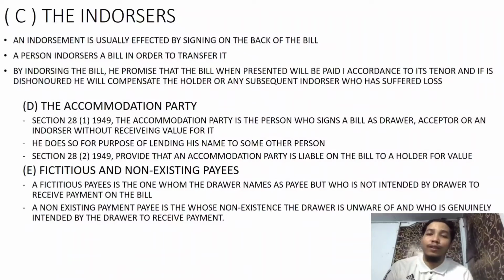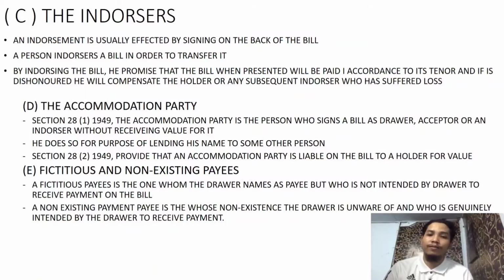In section 28, subsection 1, Bill of Exchange Act 1949, the accommodation party is the person who signs a bill as drawer, acceptor, or endorser without receiving value for it. He does so for the purpose of lending his name to some other person. On the other hand, in section 28, subsection 2, the same Act provides that an accommodation party is liable on the bill to a holder for value.